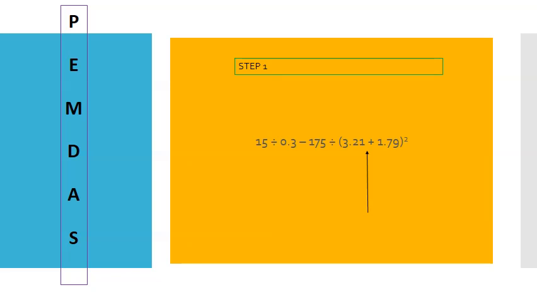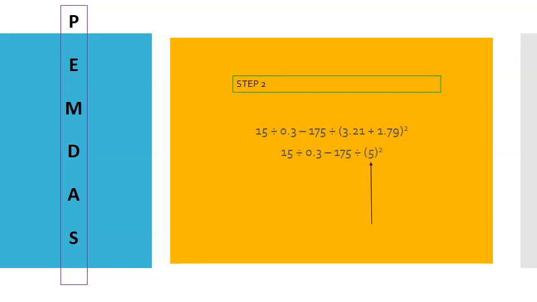Okay, well, what is it asking us to do? It's asking us to add 3.21 plus 1.79. Okay, so we go get our calculator, or we do it manually. We add them together and we get 5. 5 is our answer. Okay, let's keep looking to see if there are any more parentheses. No, there are not. The only parenthesis we have is a 5, but there's nothing other than the 5 in there, so we can move on.